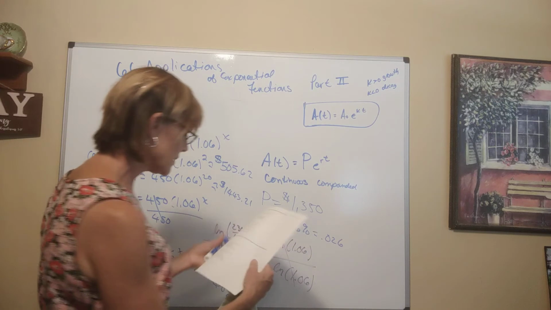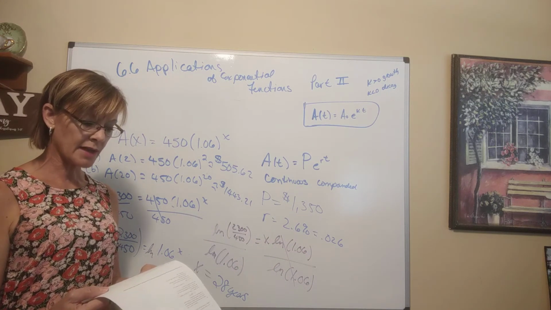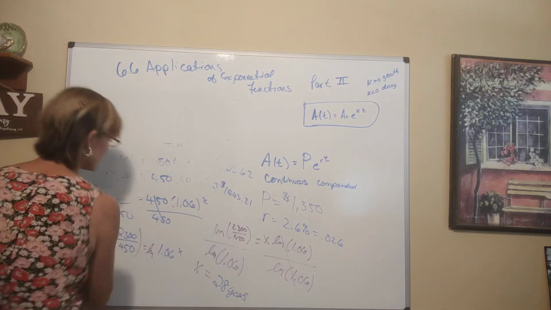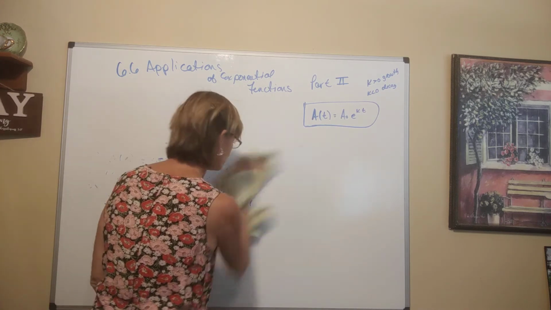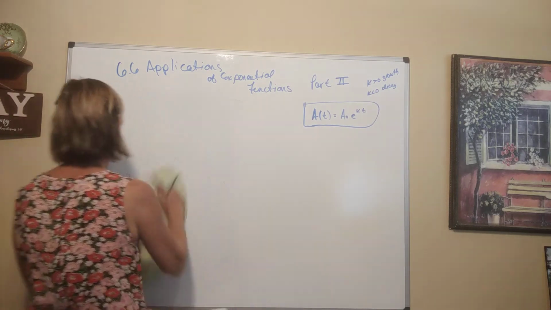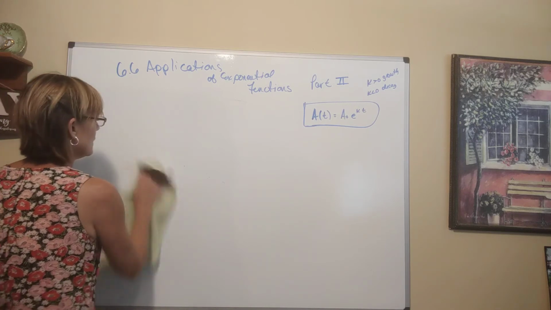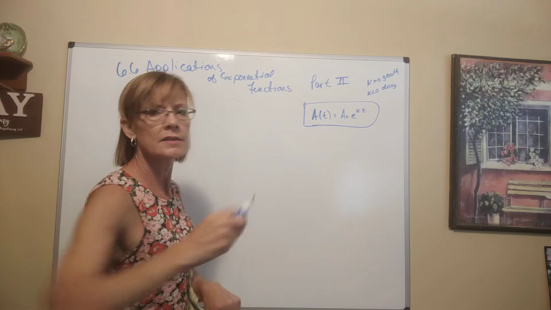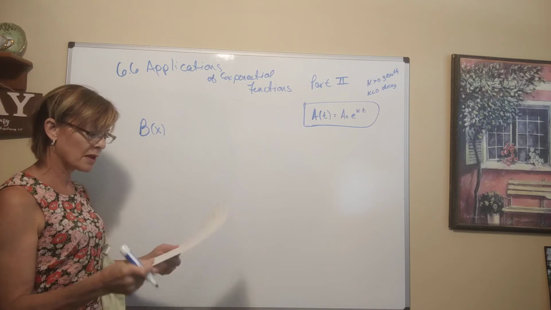Number 20, it says the concentration of bacteria B in millions per milliliter after x hours is given by this equation. So this is another exponential growth situation. The base is e in this case, so it's very much like this. Okay, so let's see. What do we see here? It says B of x. Instead of A of t, they have B of x. That is fine. B of x stands for the amount of bacteria after x amount of time has passed.